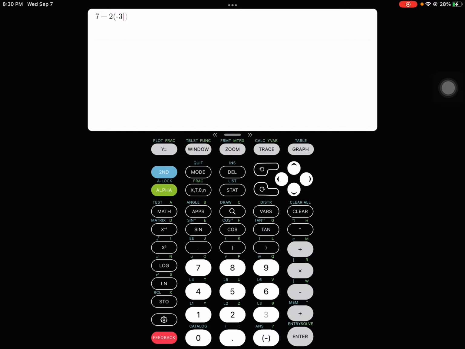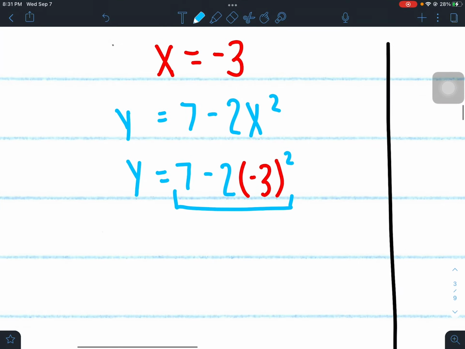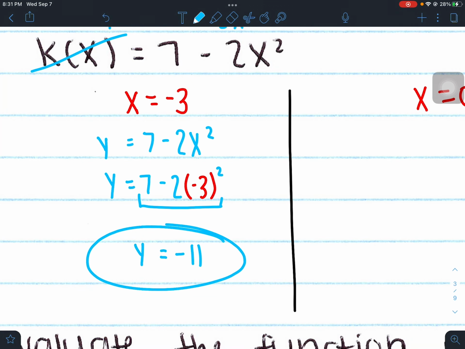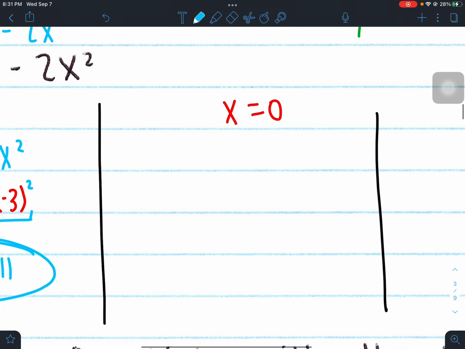So 7 minus 2, parentheses, -3 squared is going to be -11. So we have y equals -11. Is this my final answer for this entire problem? No. I need to find all 3 y values. So this is the first y value, so I'm going to go ahead and circle it to let myself know, hey, this is important information, come back to this later. But we're going to go ahead and move on to the second x value, which is x equals 0.